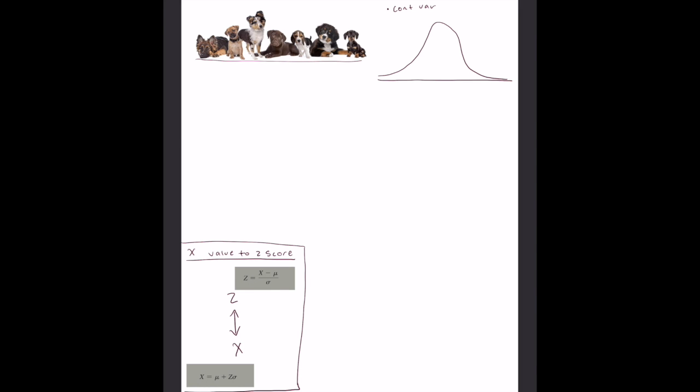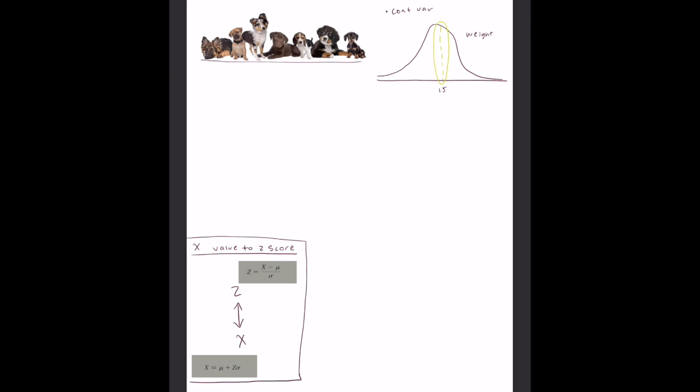So it operates under the idea that most of the values within a continuous variable fall around the mean. So say we had weights, so puppy weights, since we're talking about puppies, and we say that the weight of a puppy is around 15 pounds. That would be for the entire population of puppies everywhere.